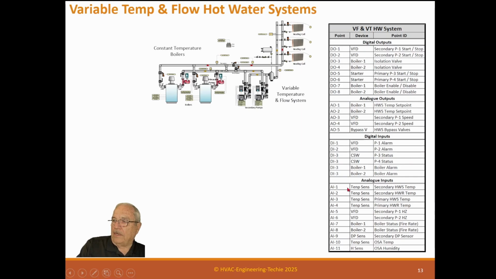Analog inputs: AI1 is secondary hot water supply temperature. AI2 is secondary return temperature. AI3 is primary hot water supply temperature. AI4 is primary hot water return temperature. AI5 is secondary P1 hertz. AI6 is secondary P2 hertz.